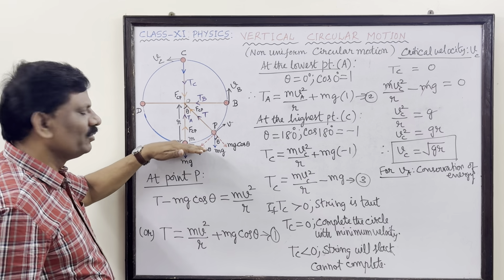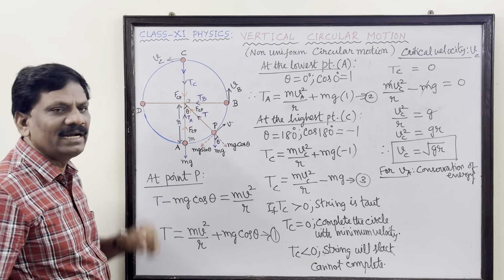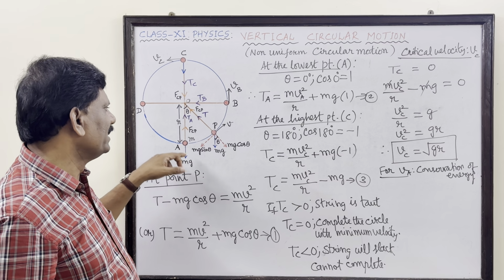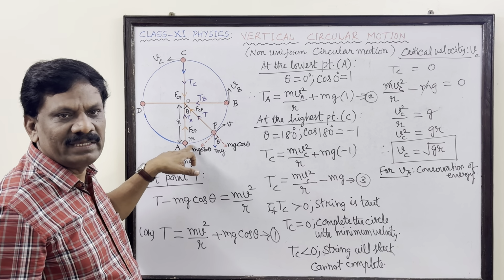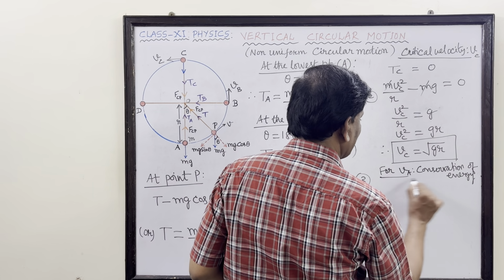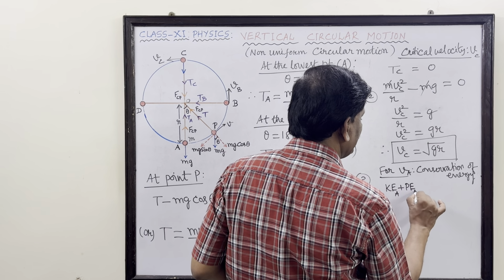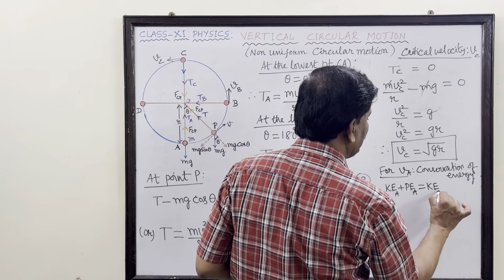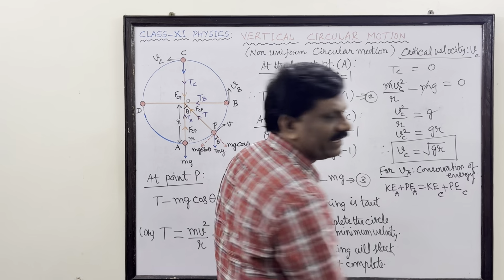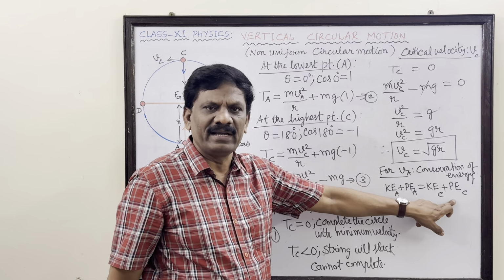With reference to A, the height of A is 0. Therefore the potential energy at A will be 0, is it not? And kinetic energy will be equal to half m V square. So from the conservation of energy, kinetic energy at A plus potential energy at A must be equal to kinetic energy at B plus potential energy at B, or I can take any point, C also. I want to get the velocity at A, so I can compare with a known point like C.